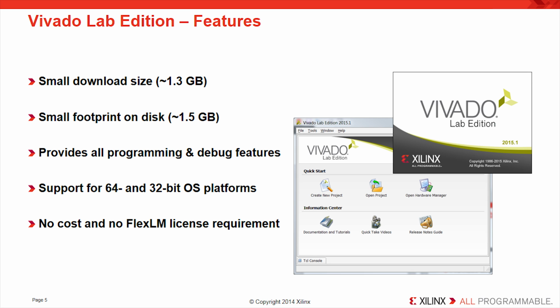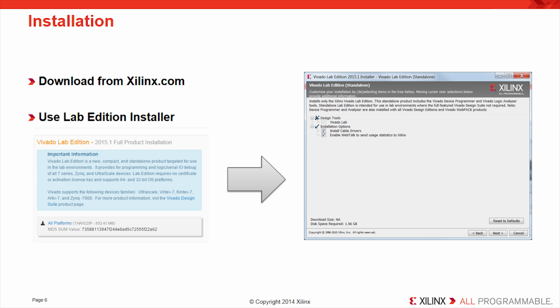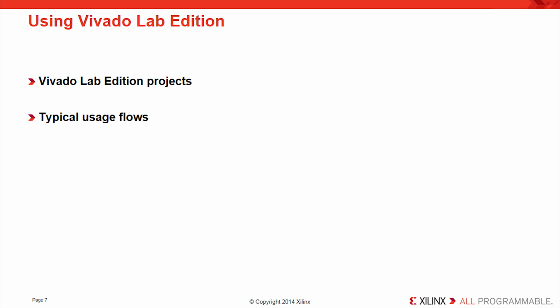Now let's see how we can install and use the tool. As you can see, in order to install the tool, you will need to use the Lab Edition installer that you can easily download from the website. Detailed instructions for installation are available in the Vivado Installation User Guide UG973. Now, let's demonstrate how you can begin working with the Vivado Lab Edition, leverage projects to save your preferences and settings, and follow typical usage flows.